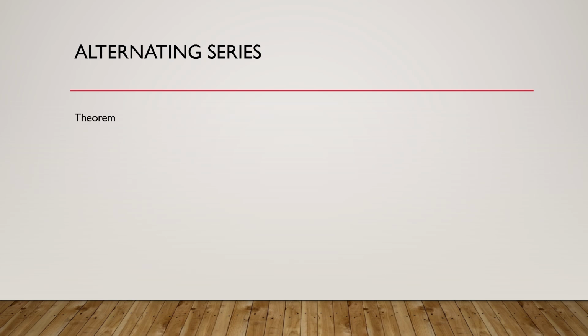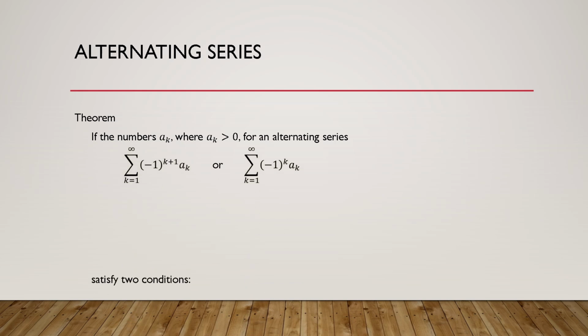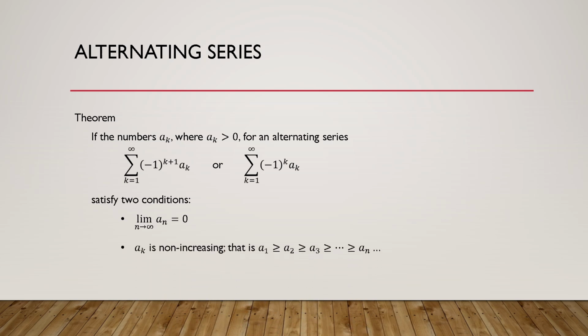In alternating series, the theorem states that if the numbers a sub k, where a sub k is greater than 0, for either alternating series, satisfy the conditions of the limit as n approaches infinity of a sub n equals 0 and a sub k is non-increasing, that is, a sub 1 is greater than or equal to a sub 2, which is greater than or equal to a sub 3, and so on, then the alternating series converges.